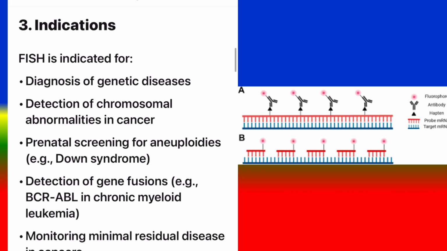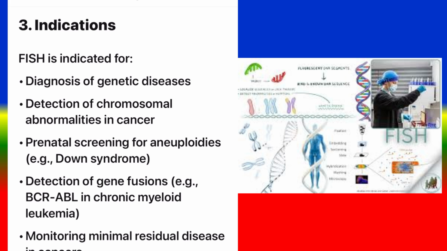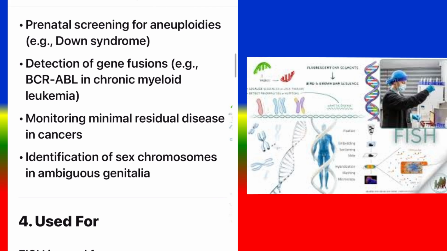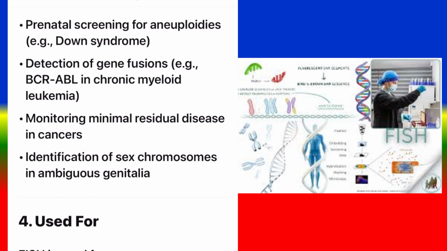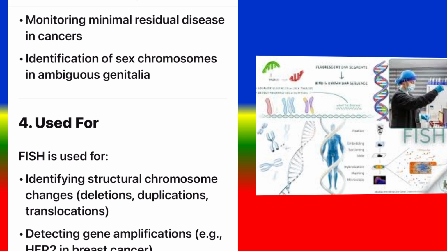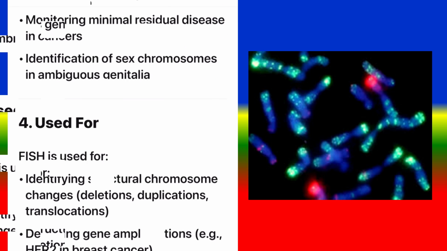3. Indications. FISH is indicated for diagnosis of genetic diseases, detection of chromosomal abnormalities in cancer, prenatal screening for aneuploidies, e.g. Down syndrome, detection of gene fusions, e.g. BCR-ABL in chronic myeloid leukemia, monitoring minimal residual disease in cancers, identification of sex chromosomes and ambiguous genitalia.